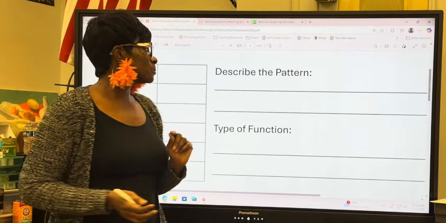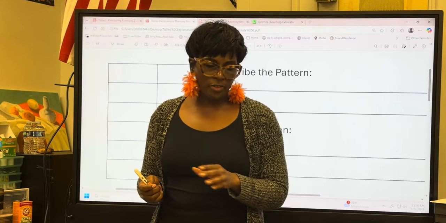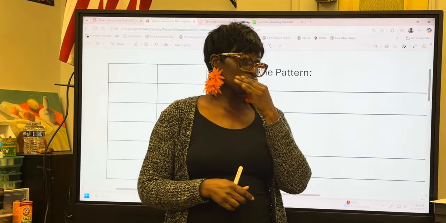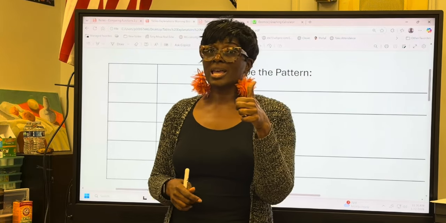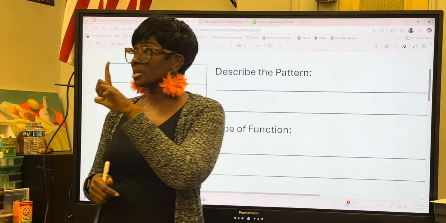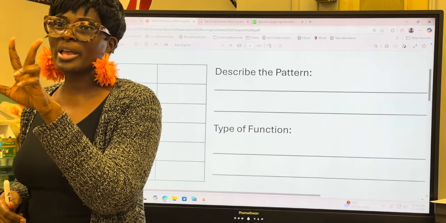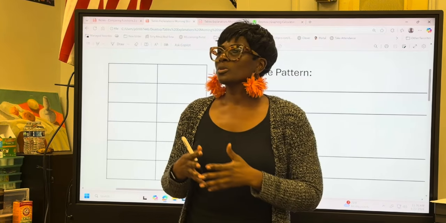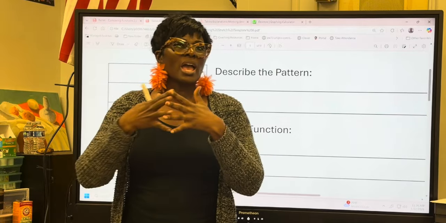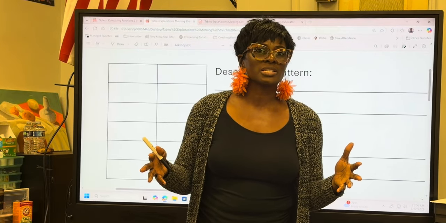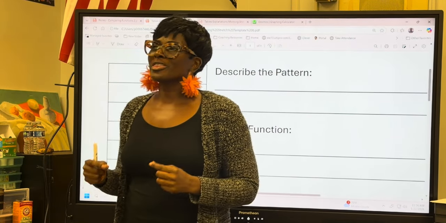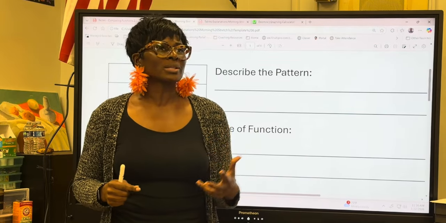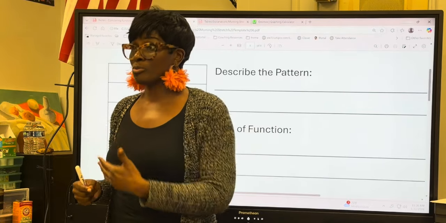All right, so we have been talking about the different types of functions, right? And so there's 4 types of functions. One type is linear, one type is quadratic, then we have exponential, and then we have absolute value. They all have things in common, and some of them have things that are different. The main thing for this lesson that we are doing is we are learning how to identify what type of function it is depending from a table, right?